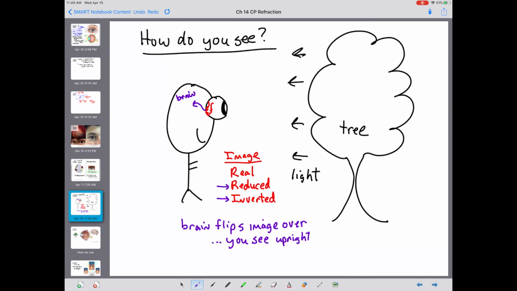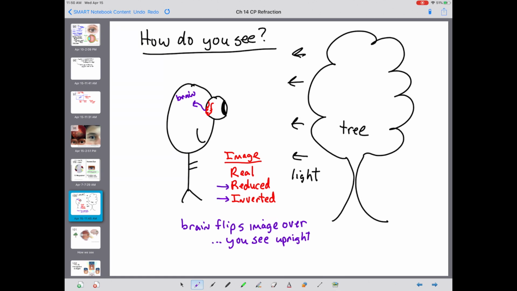Well, wearing these goggles continuously for a couple of weeks, the brain was taught to not flip the image over. So then goggles on, the image forms right side up on the retina, the brain does not flip it over, and you see things right side up. So the brain can be taught to not flip the image over.